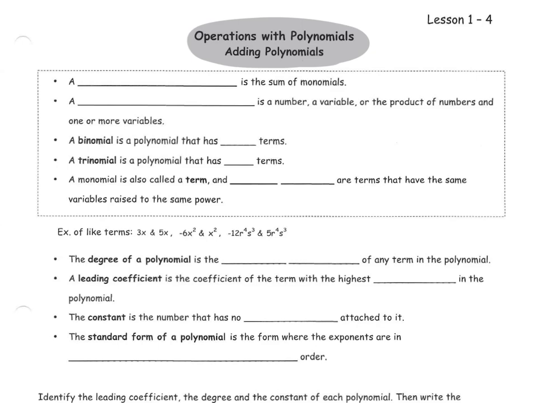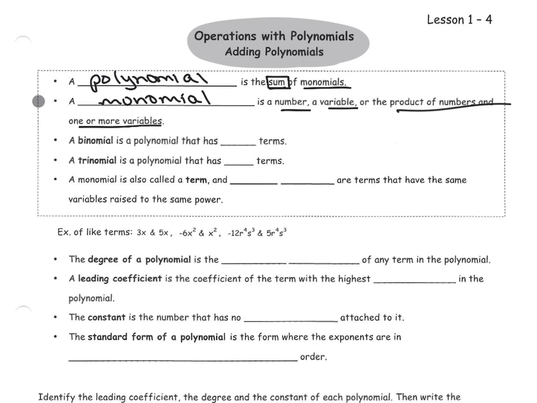Okay, so starting off with our very first definition, a polynomial is just the sum, so sum is addition, sum of monomials. We know a monomial is just a number, a variable, maybe the product of numbers or variables, but it's just one term. The way you guys can think of it is like polytheistic. If you're polytheistic, you believe in many gods. If you're monotheistic, you believe in one god. So that deals with kind of like social studies. Maybe that could help you remember those terms.